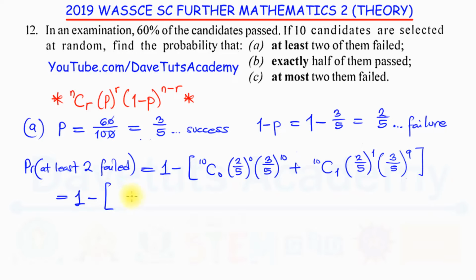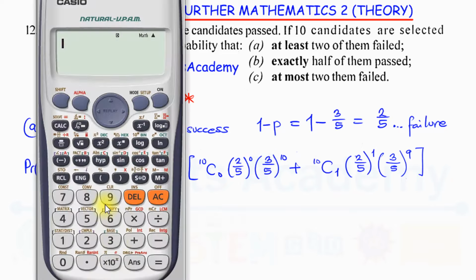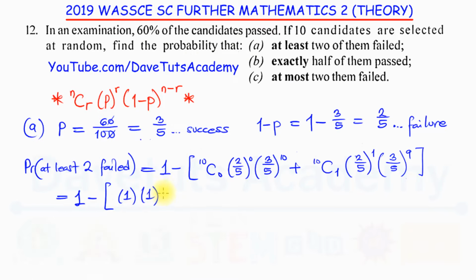In this first case, 10 combination 0 is 1. Any number raised to power 0 is also 1. So we need to evaluate 3 over 5 raised to power 10. That gives 0.006046, which is 1, 2, 3 decimal places, 6, 0, 4, 6, and so on. 0.0060466.